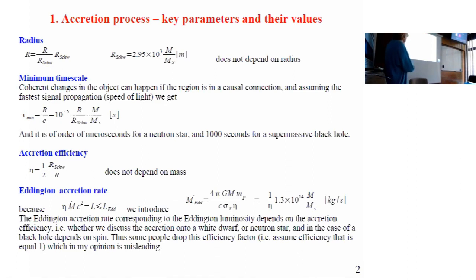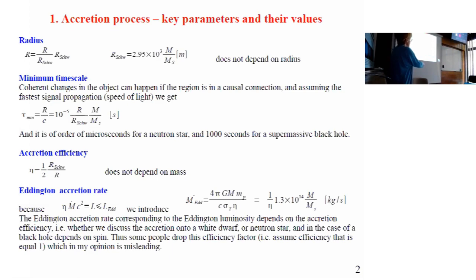Okay, next one is accretion efficiency. We talked about it already, and I just stressed that this does not depend on mass, but does depend on radius. Eddington accretion rate. Since we defined already Eddington luminosity, then introducing Eddington accretion rate is relatively simple, but you have to pay attention to what you see in published papers. The problem is the following. The luminosity, physical luminosity, is defined by M dot, accretion rate, times c squared times the efficiency of accretion. And this luminosity, if it is equal to the Eddington luminosity, we get the Eddington accretion rate.